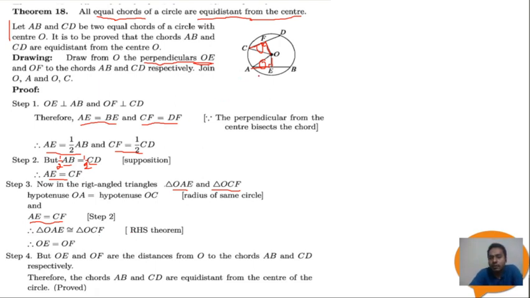If two triangles are congruent, then their sides OE and OF must also be equal. Since we have already proved the two triangles are congruent, it is easy to say OE is equal to OF. This is our proof, because OE and OF are the perpendicular distances from the center to the chords AB and CD respectively. So this is our proof: their distances are equal. This completes the proof.